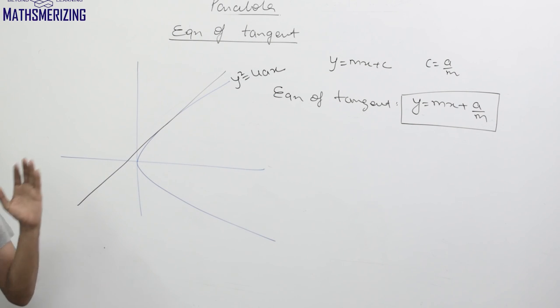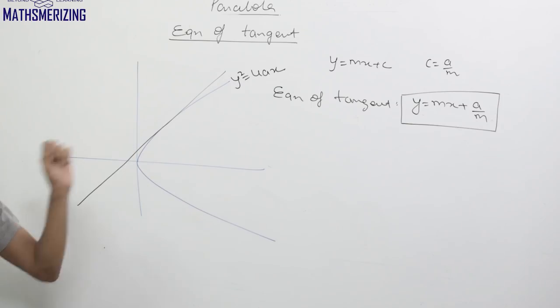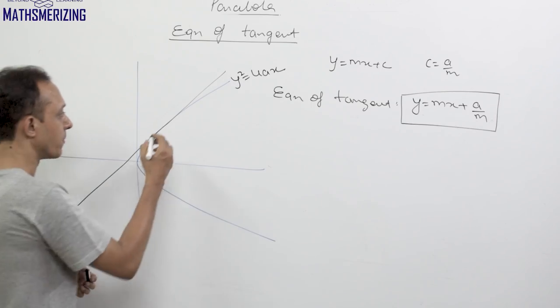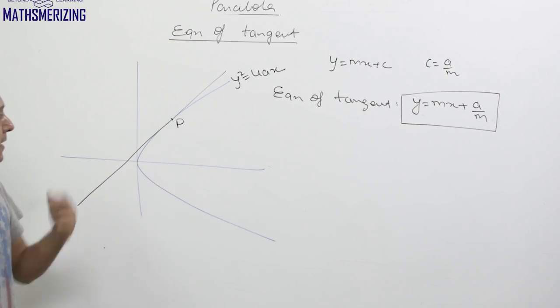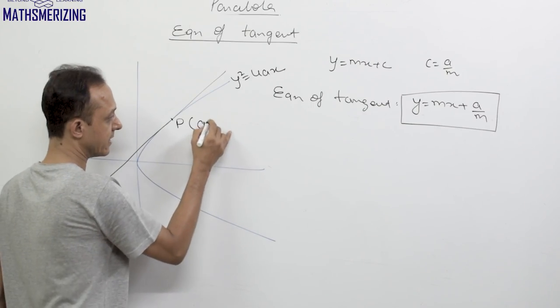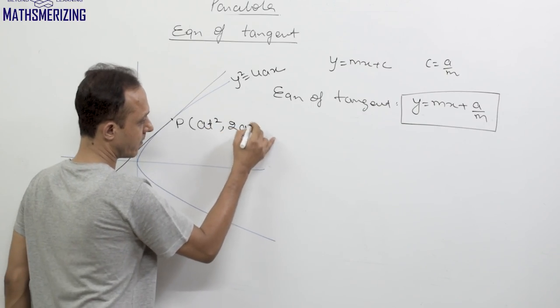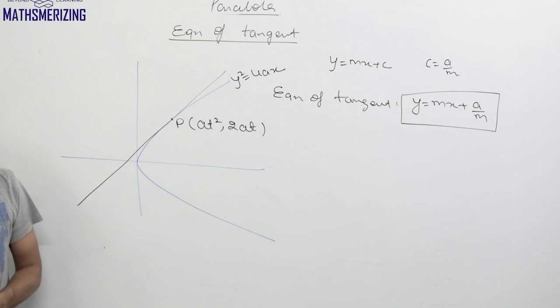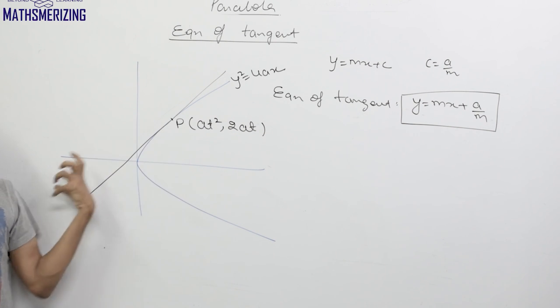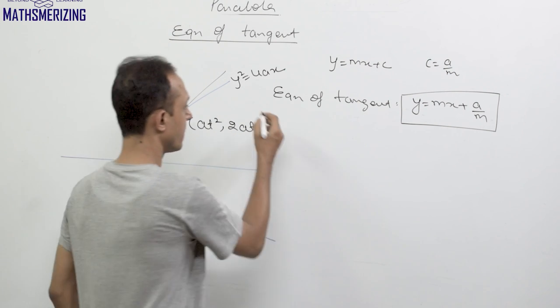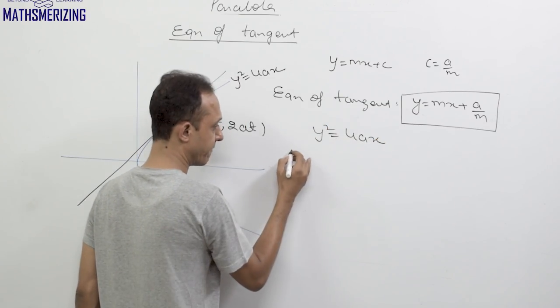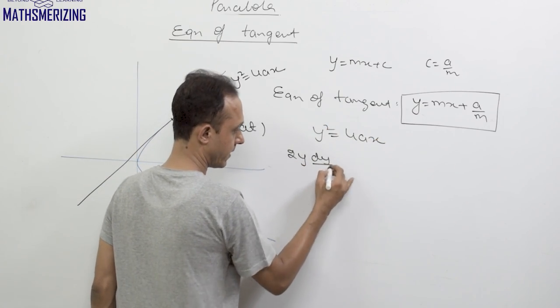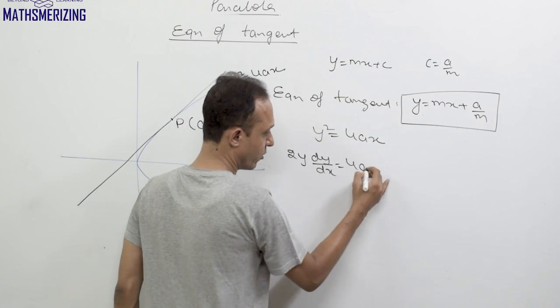Now another way of writing this equation of tangent is in terms of its parametric coordinate. So suppose I say point of contact of this tangent is P, and this is at square and twice at. Now we can use calculus to find slope of this tangent. We know that for this parabola y square equals 4ax, so we'll differentiate, we'll get 2y dy by dx is equal to 4a.